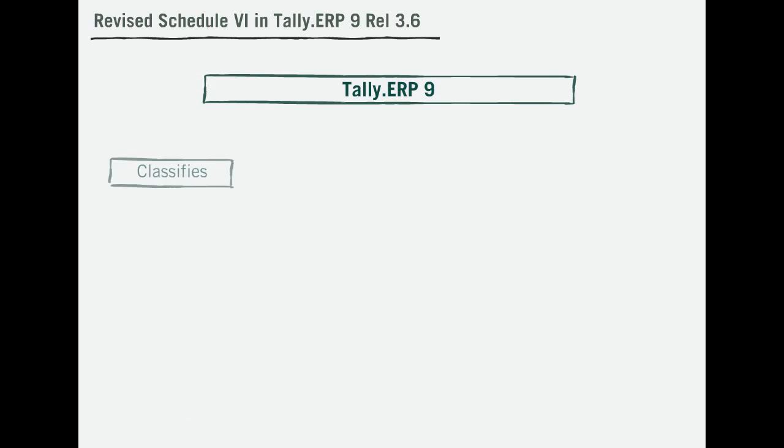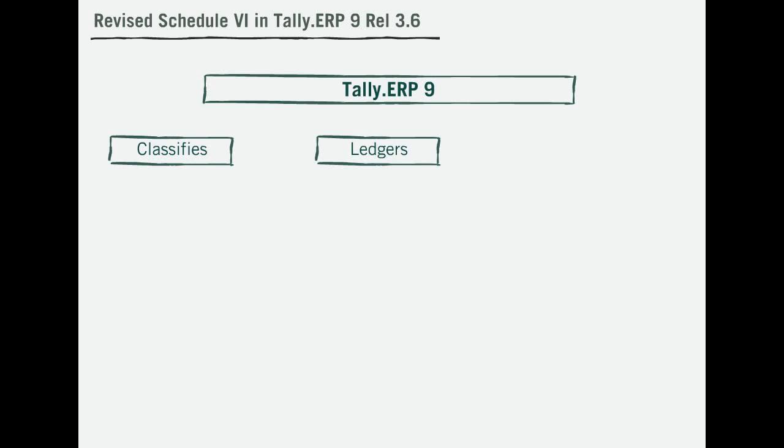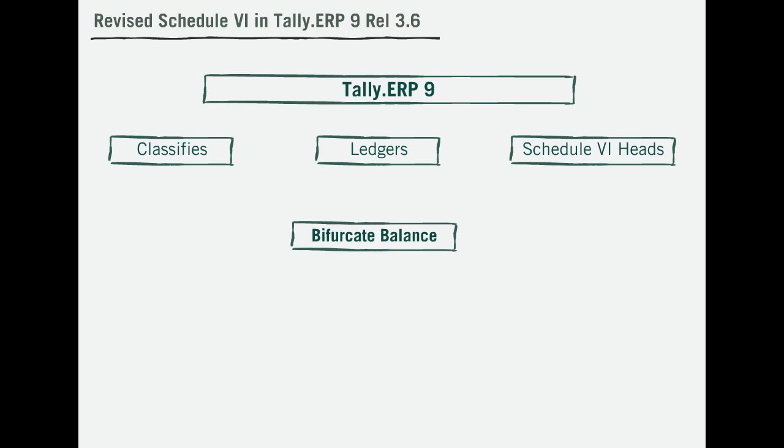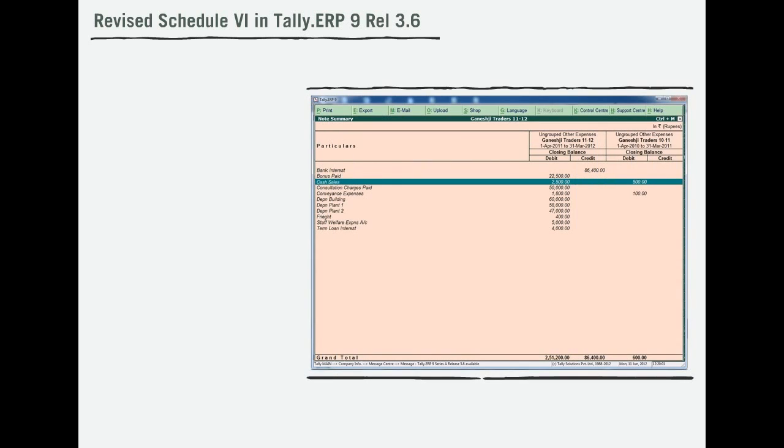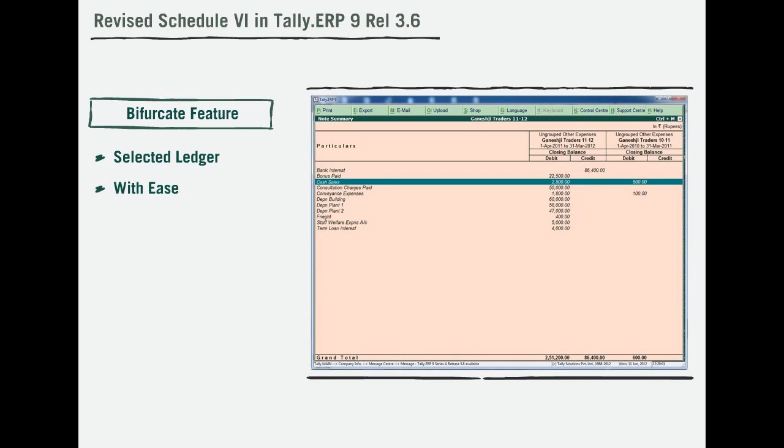Tally.ERP 9 allows you to classify ledger amounts into respective Schedule 6 heads with various methods like bifurcate balance. Say for example, you may want to split the value of cash sales ledger to the revised Schedule 6 heads, sales of product and sales of services. Using the bifurcate balance feature, bifurcate or split the value of the selected ledger with ease.